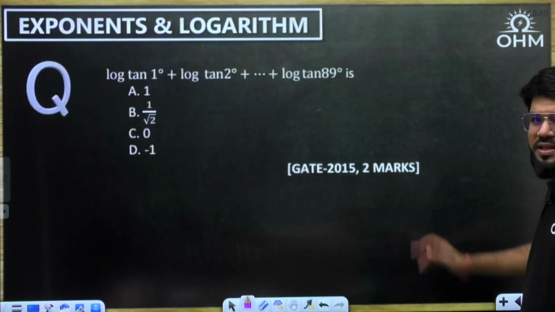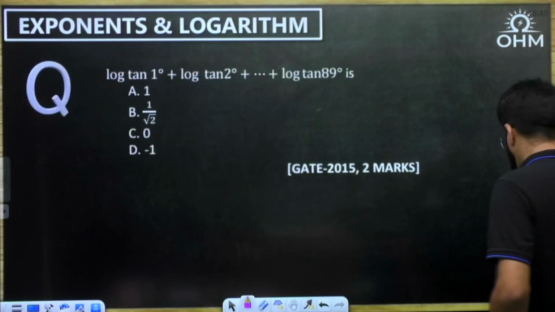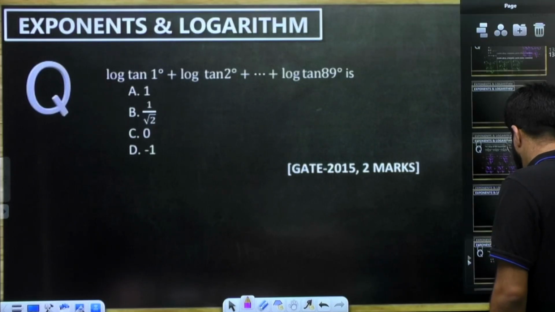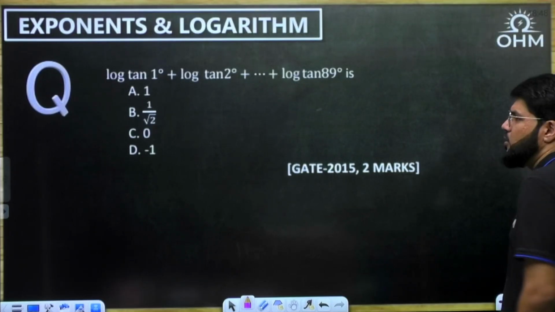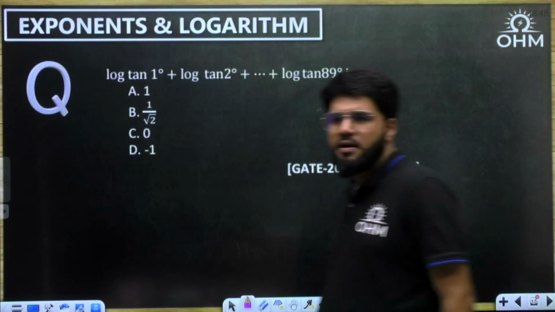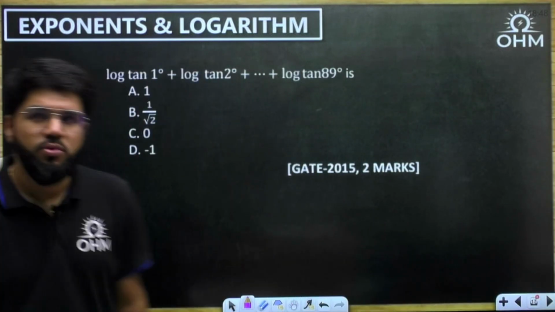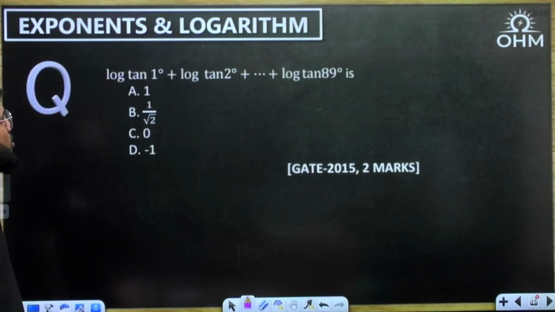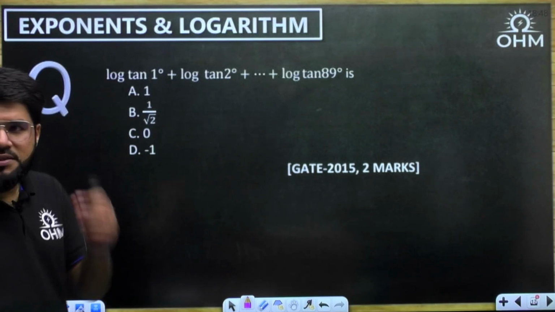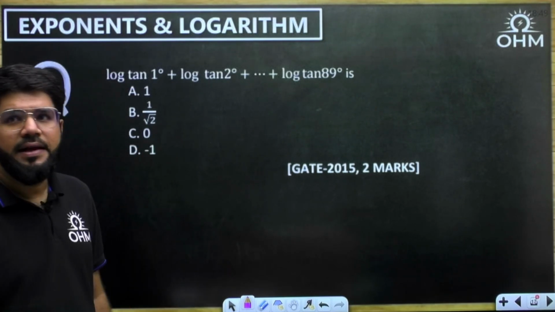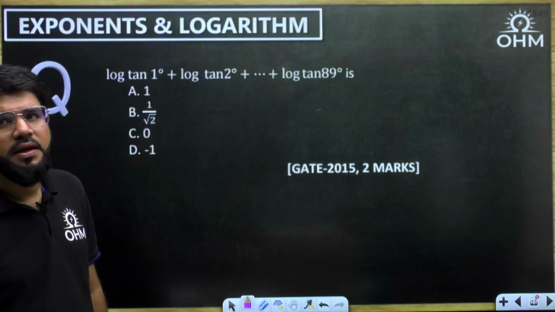Again a good question, GATE 2015, 2 marks. Using log as well as very slight trigonometry properties can be used here. Log of tan 1 degree plus log of tan 2 degree, and so on, up to log of tan 89 degree is how much?